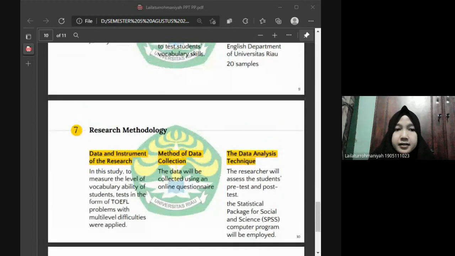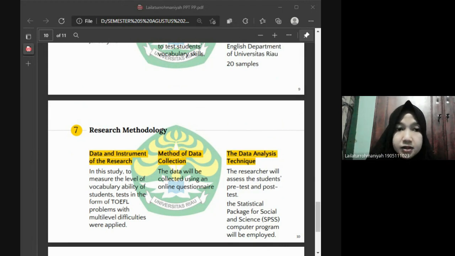The data analysis technique. Firstly, the data from the questionnaire will be analyzed to determine the students' vocabulary skills before and after being given teaching using medium flashcards. And then the researcher will assess the students' pre-test and post-test. The vocabulary data are analyzed to determine the students' scores.